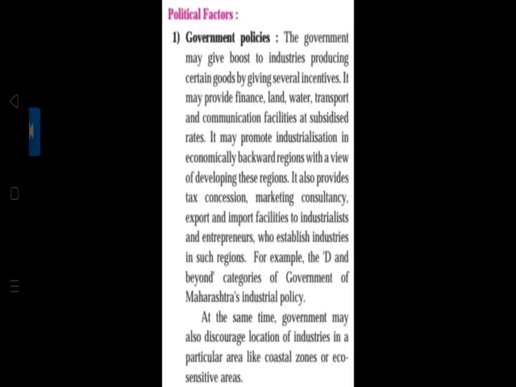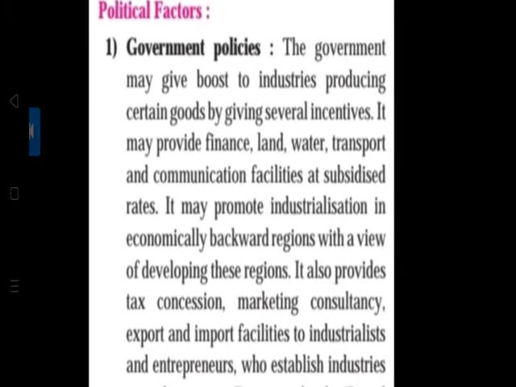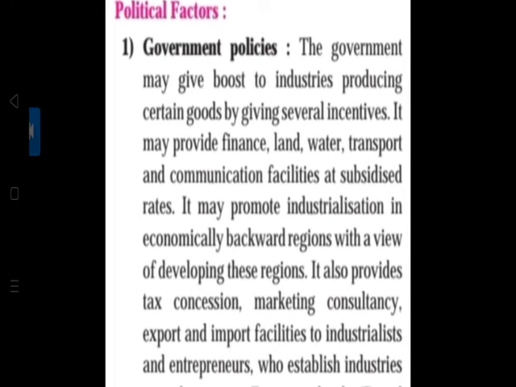Now the government policies, the political factor. Politics plays a very important role.